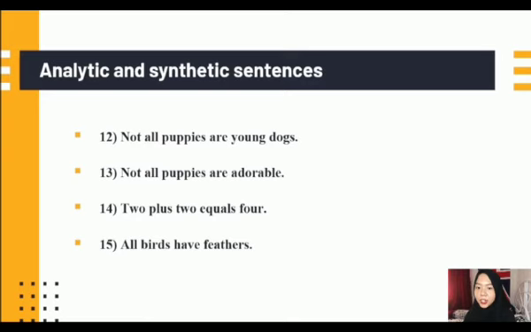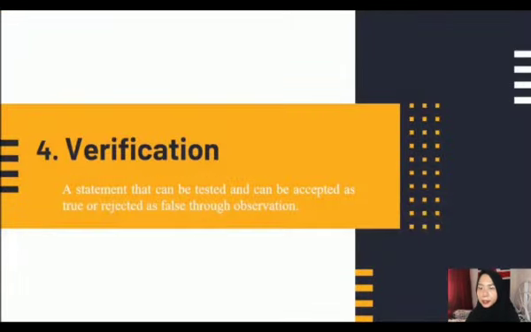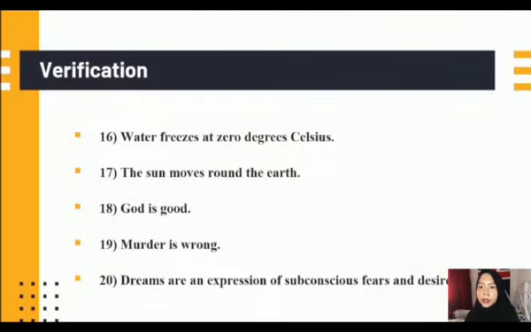And about verification. A verifiable statement is a statement that can be tested and can be accepted as true or rejected as false through observation. In this case, examples number 16 and 17 are included in the meaningful statements, while examples 18, 19, and 20 are otherwise. This is because these examples cannot be discussed scientifically.